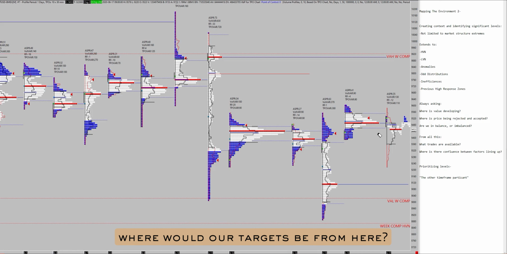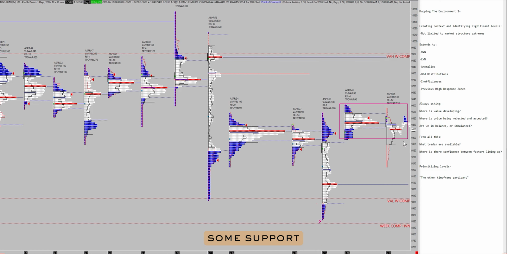So where would our targets be from here? Would they be this poor low? Would they be the low end of this value area? Or would they be within this structure, the first sticky area? The first sticky area within the structure, if we're talking about a breakdown of this composite over here, where we might find some support would probably be this point of control.